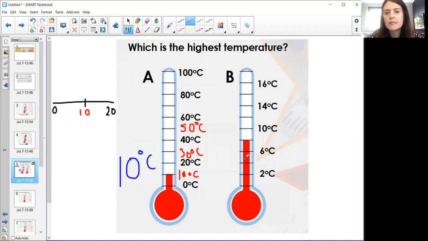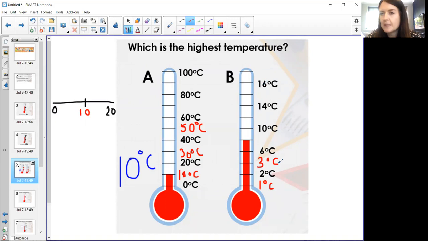Now you might think straight away that B is going to be a higher temperature because the red bit's going up more, but we don't know what each step is going up in. So we've got to work that out before we can do it. So we've got something, 2, 6, 10, 14, 16. So this is quite tricky to spot, but let's imagine that it's going up in ones first. So I'm going to put 1 degree and I'm going to put 3 degrees. Let's see if that makes sense.